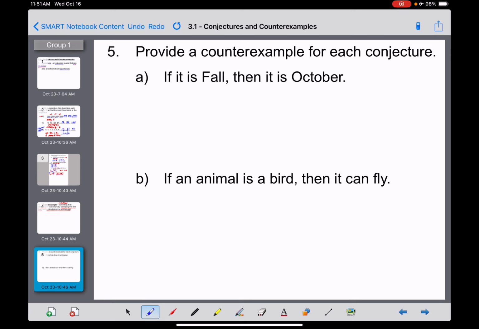And if you can even find one case where it's not true, then we would have to say that that statement is false. Okay, overall, to be true, it has to be always true. So let's take a look at statement A here, guys.